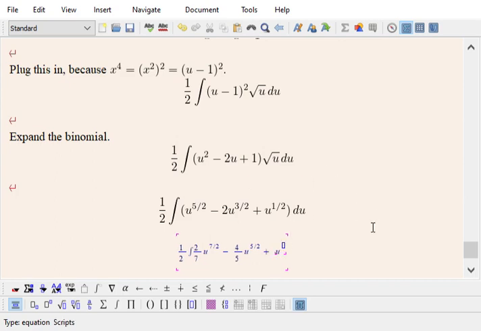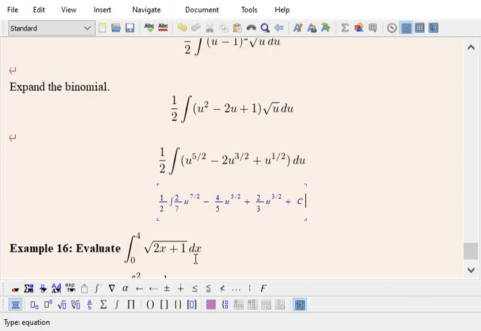So 1/2 plus 1 becomes 3/2. Divide by that, 2/3. Plus c. Oh, whoops, this integral sign shouldn't be here anymore because I'm integrating.